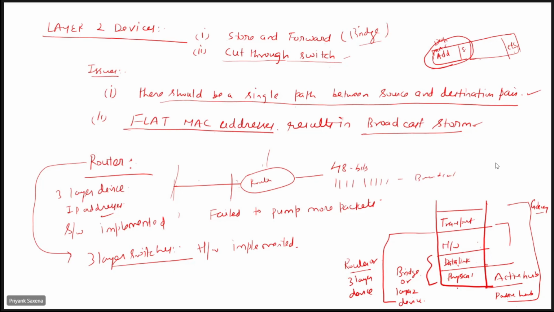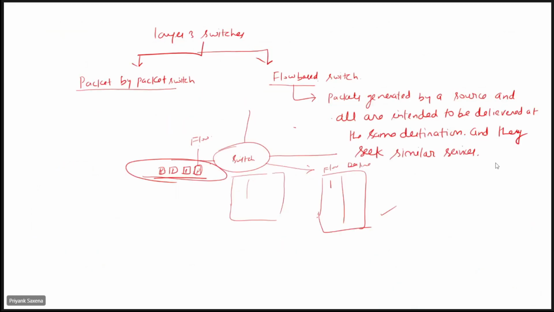So they are capable of pumping more packets in the network within the same time frame, right? Because of its hardware implementation. And there are two types of layer 3 switches. One is a packet by packet switch, another is a flow based switch.